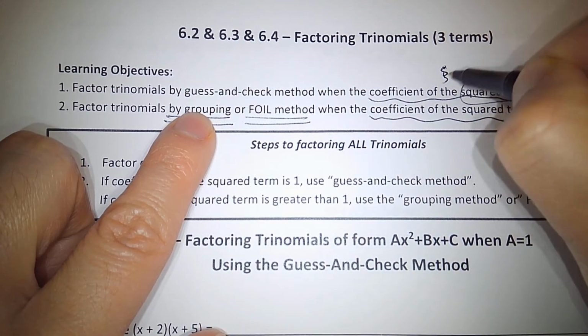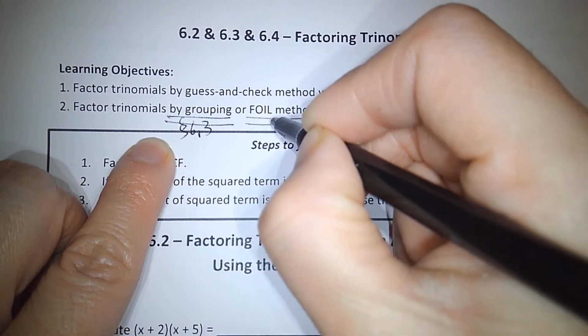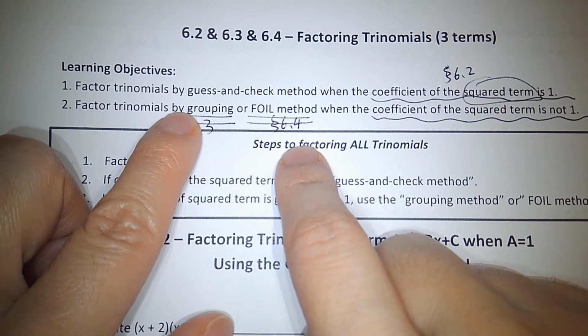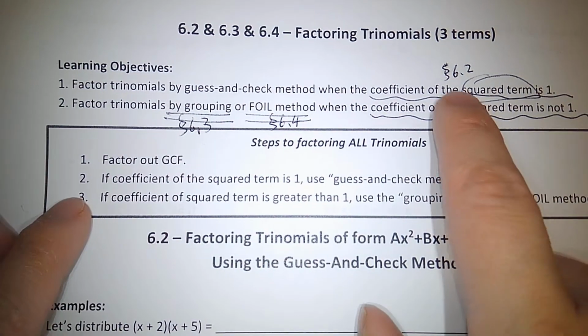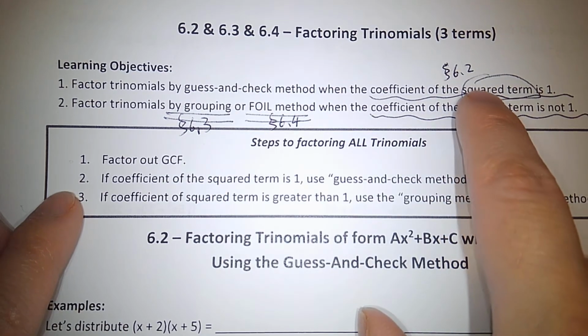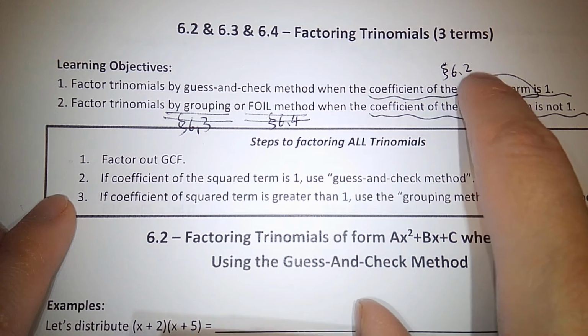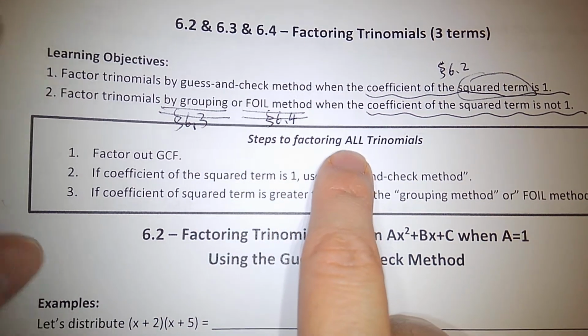So section 6.2, section 6.3, and section 6.4, okay? In this section we learn the grouping method, in this section we learn the FOIL method, okay? For square term not 1. Section 6.2 will focus on what? Square term is 1, okay? So section 6.2 is an easier section, okay? Alright, what are the steps to factoring all trinomials?